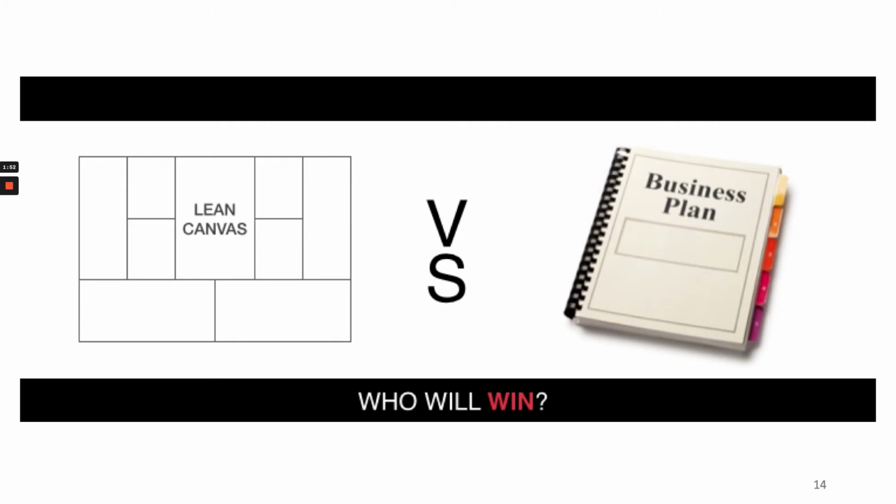like lean canvas. So it's one page where you describe your idea, describe your customer, describe the problem you're solving, and those will help you to validate your business idea. And then if you would like to get some money, you go to the bank and you will create a business plan, but you are already sure that your idea is right.